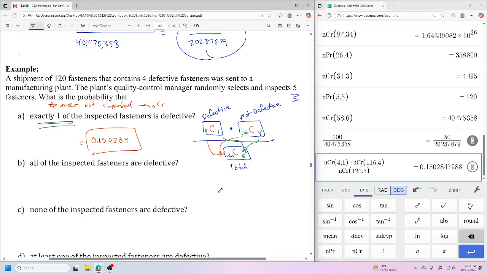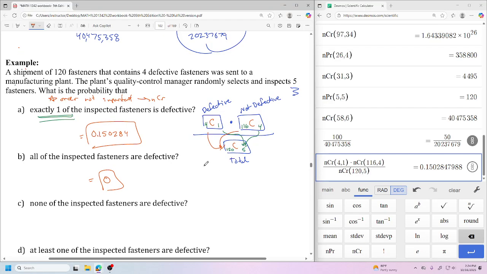The little switch they're trying to do there. How many are actually defective? 4. So I'm saying, what's the probability of 5 defective? 0. You can't. They're trying to get you. You see that? Watch out. Yeah, I know that sounds silly, but literally that's what they're trying to do here.